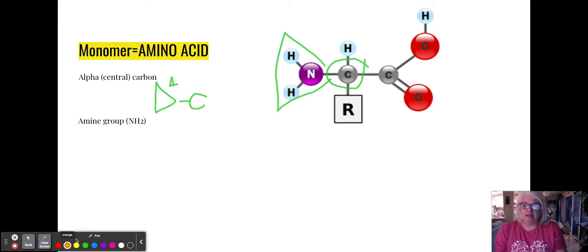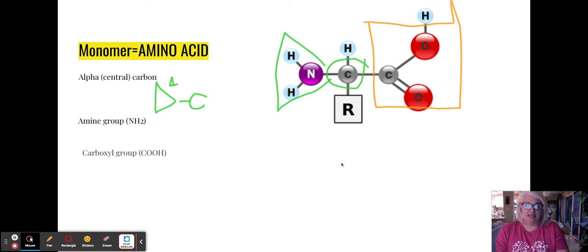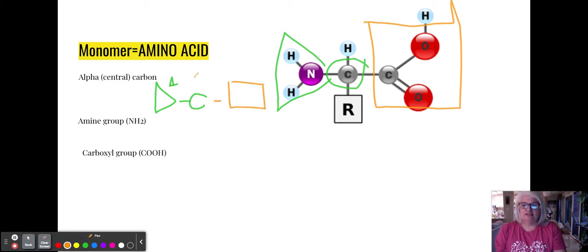And then the other thing it has is over on the other side, we have a box structure. And this is actually called a carboxyl group. The term group means it's a bunch of elements working together. So a carbon, 2 oxygens, and a hydrogen is COOH. So that is your carboxyl group. So you can draw that one as a box on this side. There's a little hydrogen up top. It's okay if you forget to put that.